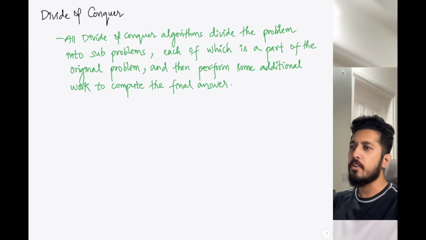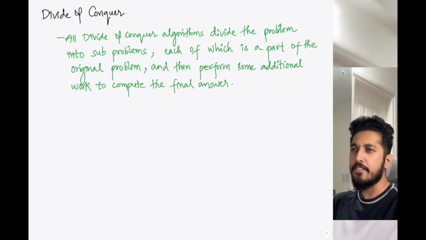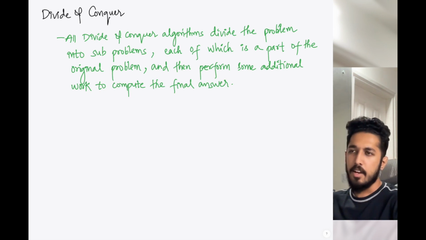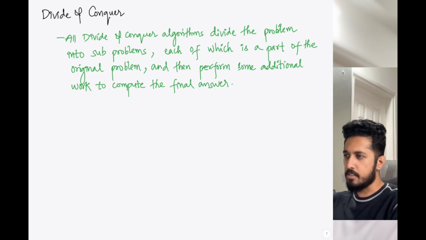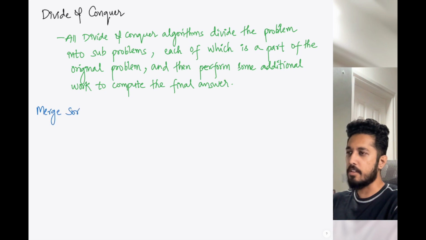All divide and conquer algorithms divide the problem into subproblems, each of which is a part of the original problem. And then we perform some additional work to compute the final answer. One basic example that I can give you is merge sort. Merge sort is an example of a divide and conquer algorithm.